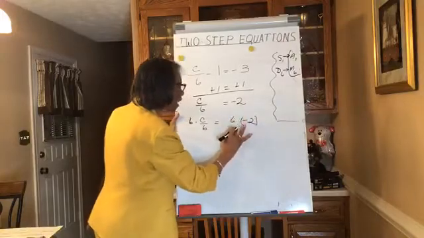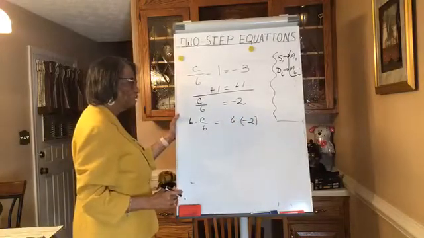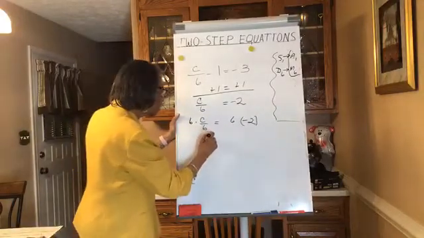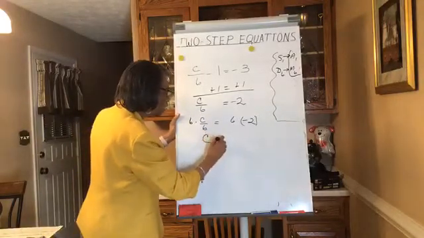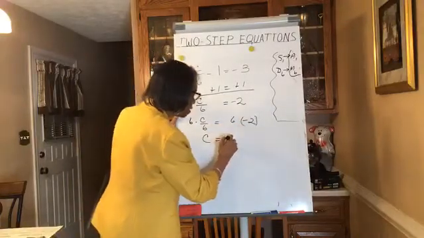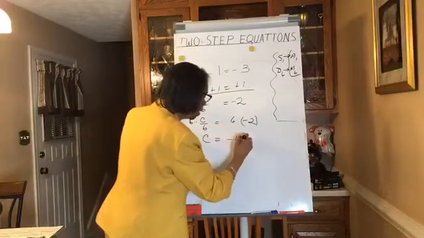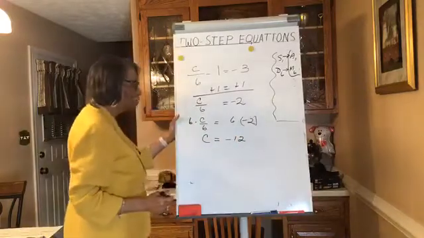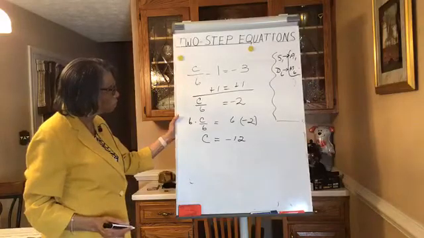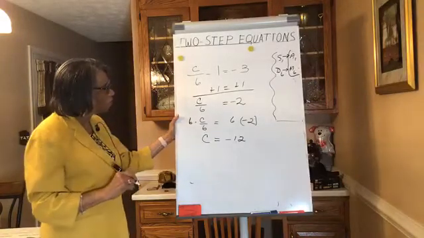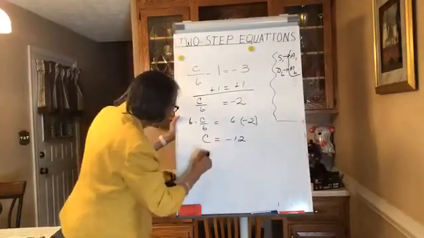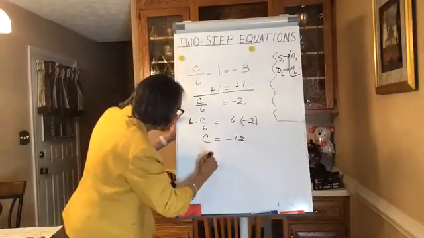And we just put that in parentheses. That says 6 times -2. All right, so C equals 6 times -2, which is -12. All right, how many got -12? All right, let's see if that's correct. C is -12.